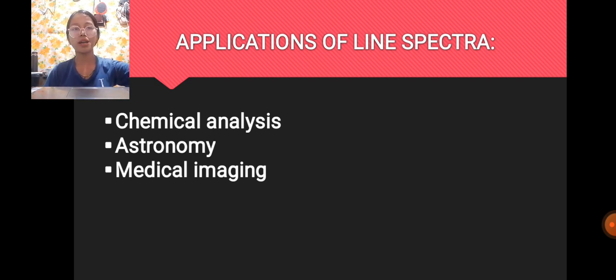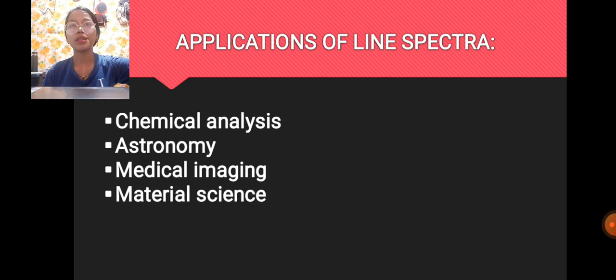Also, the light spectra can be applicable in material science. Now, when can we say that light spectra can be applicable in this field? Light spectra are used in material science to study the electronic structure of materials. So researchers can gain insights into their properties such as conductivity, transparency, and magnetic behavior.